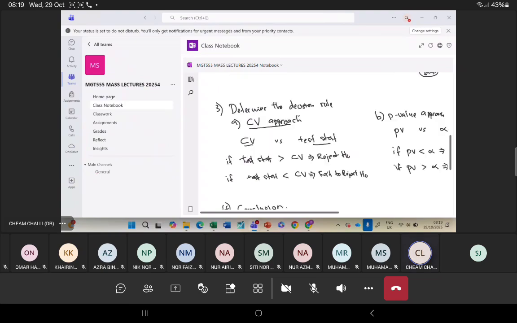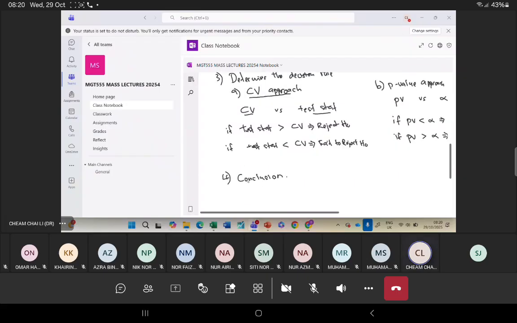Okay, after you have decided what approach to use, you have to look at the question. Sorry, if the question does not mention it, you can use the p-value approach because this is the easiest, right?